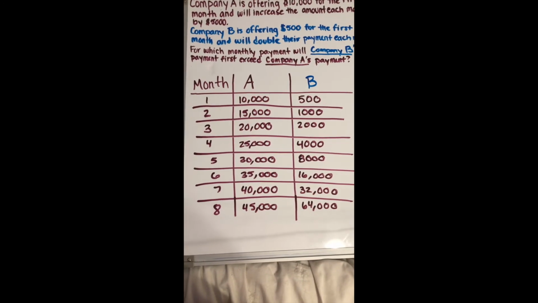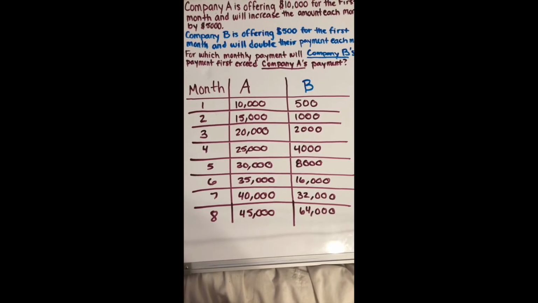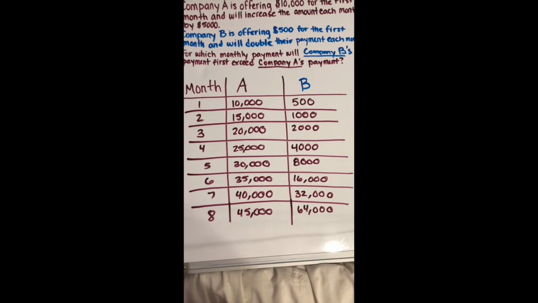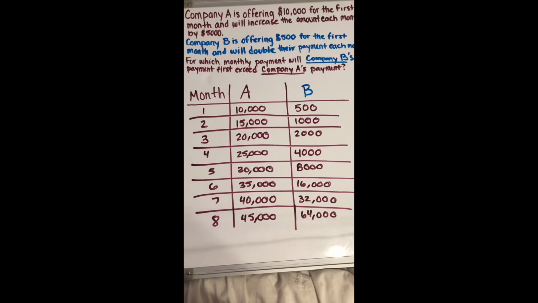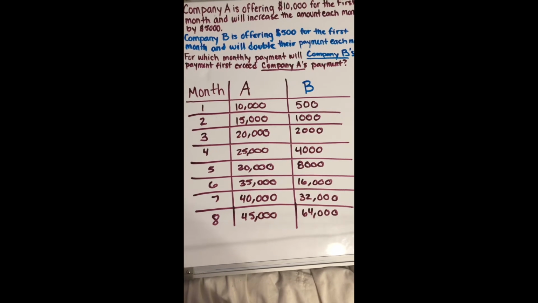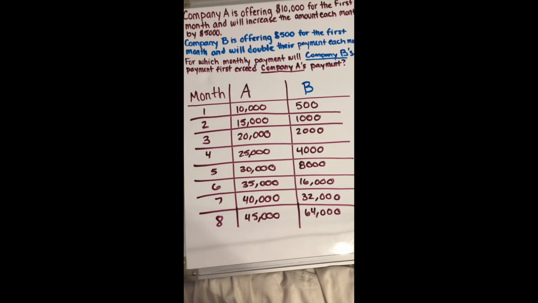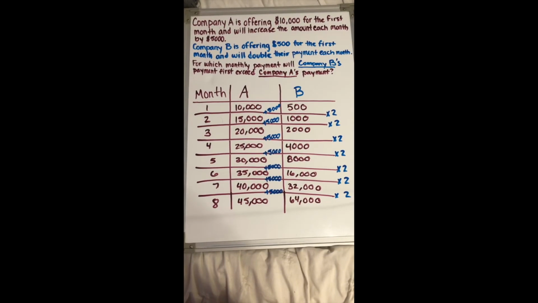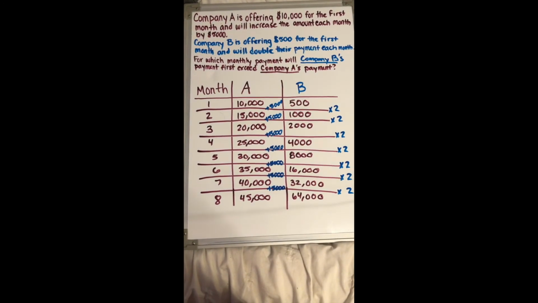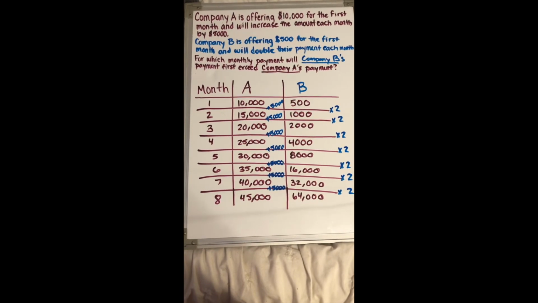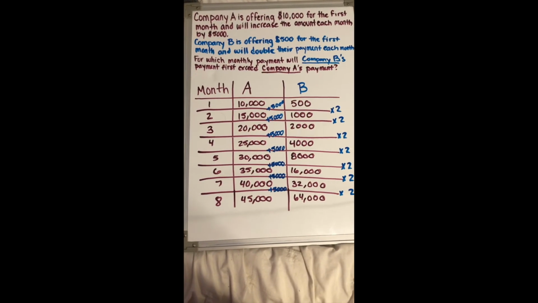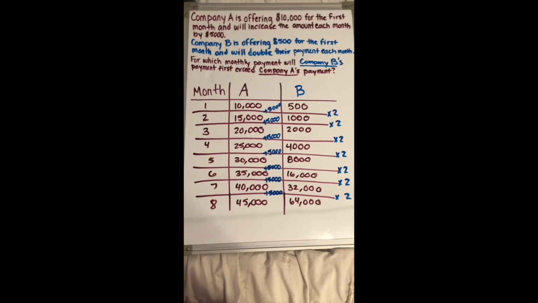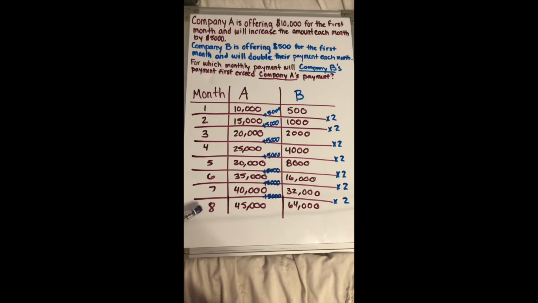And Company B is growing exponentially. As you can see, it is multiplied by the same number. So each month they multiply it by 2. So 500 times 2, 1,000 times 2, 2,000 times 2, 4,000 times 2, etc. Now that we've completed the graph, we could answer the question of which monthly payment will Company B's payments first exceed Company A's payments. And as we could see, it occurs at month 8.